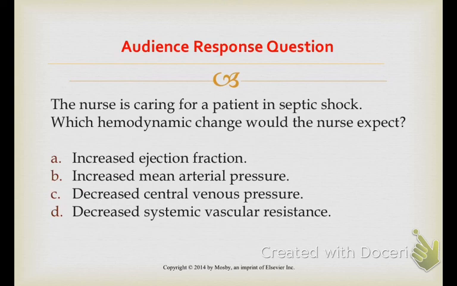The nurse is caring for a patient in septic shock. Which hemodynamic change would the nurse expect? Increased ejection fraction, increased mean arterial pressure, decreased central venous pressure, or decreased systemic vascular resistance? Who wants A, B, C, D? It's D.